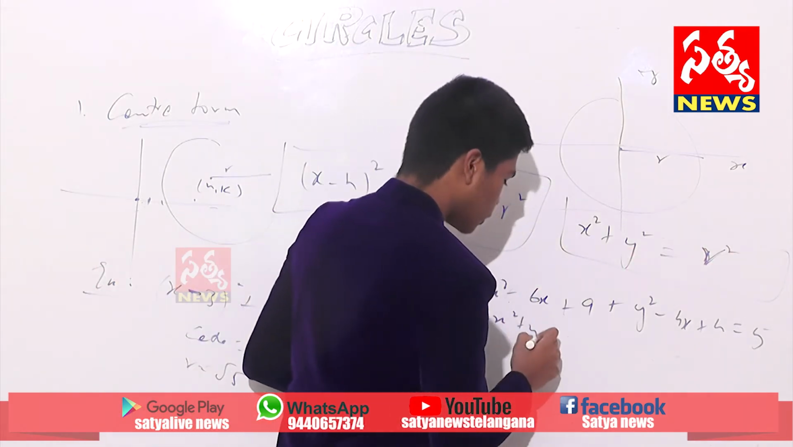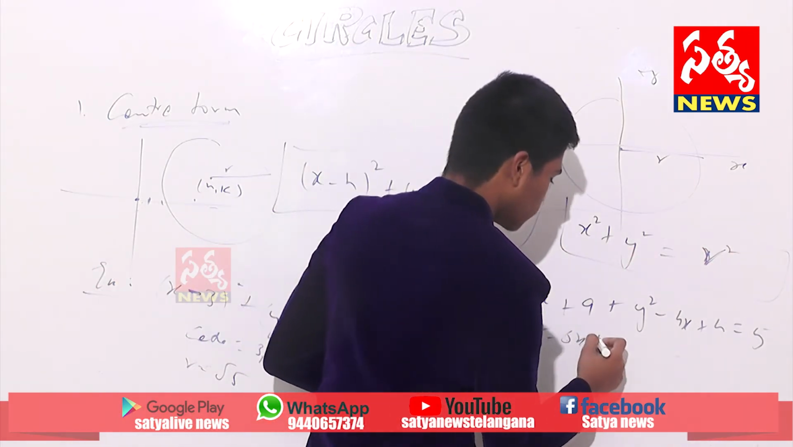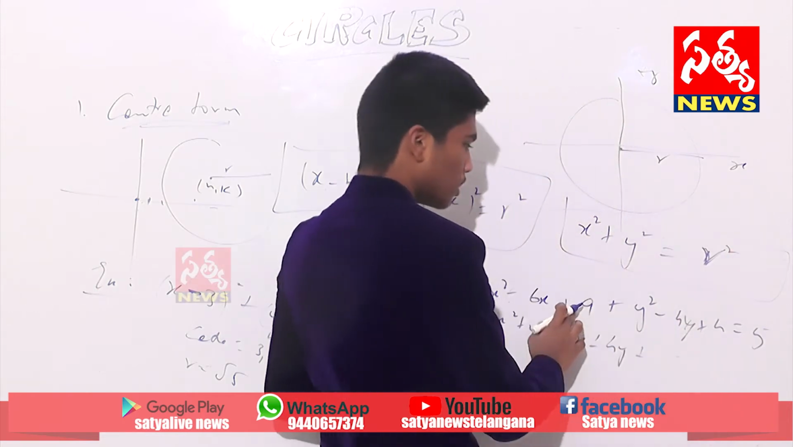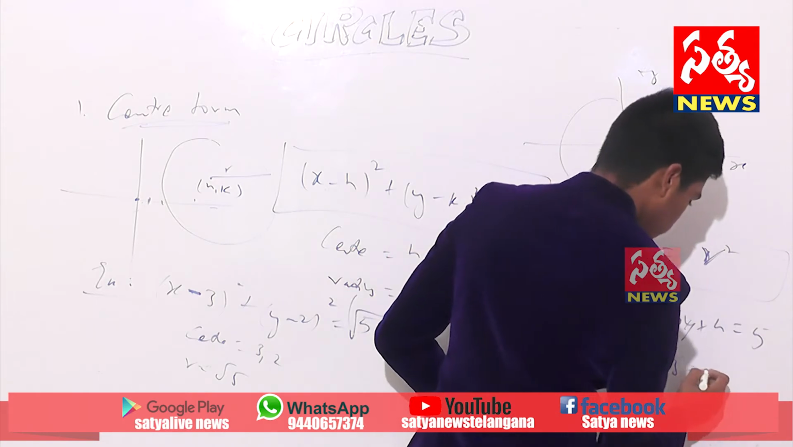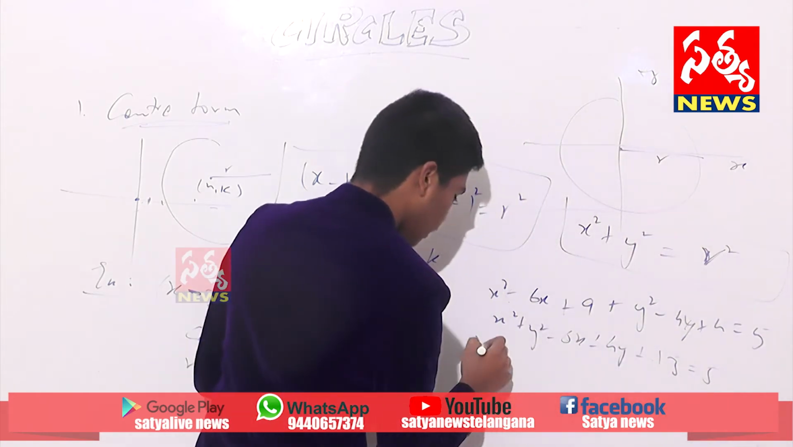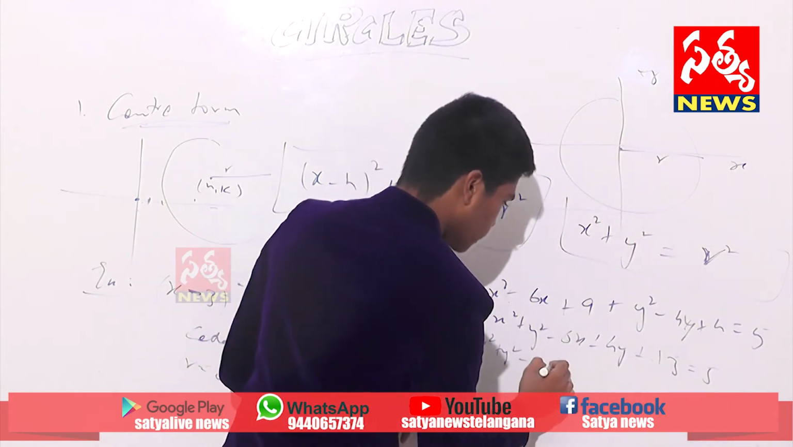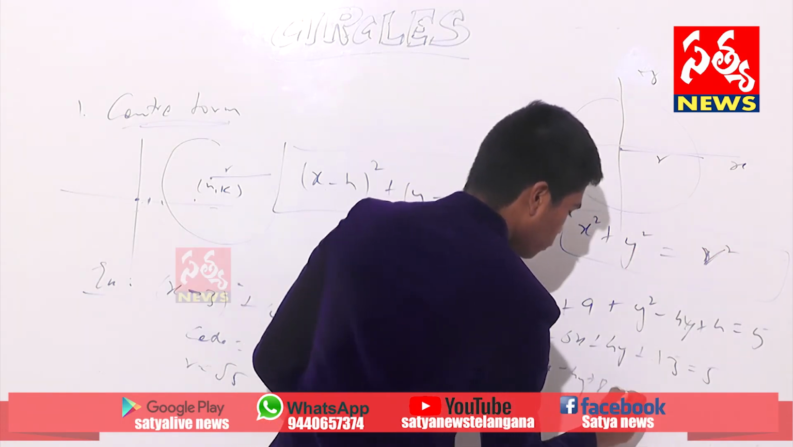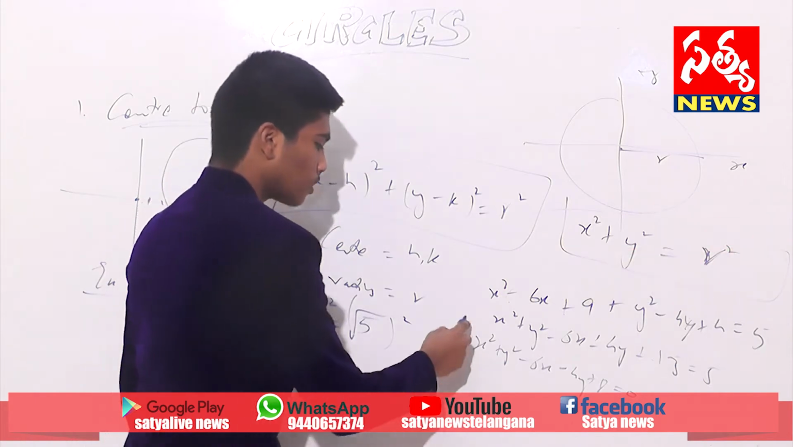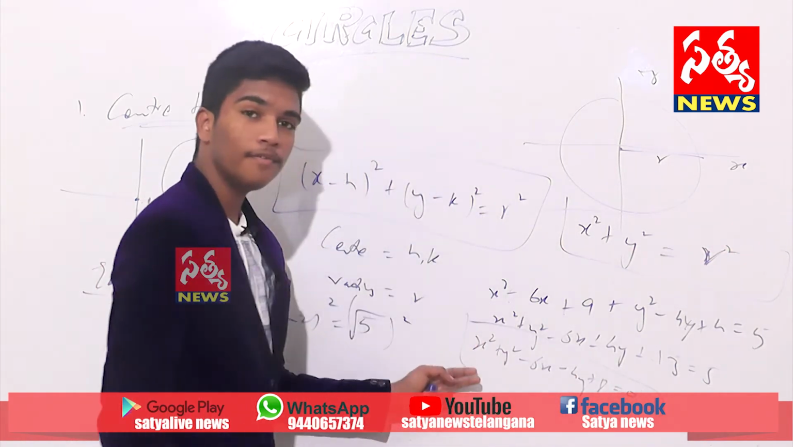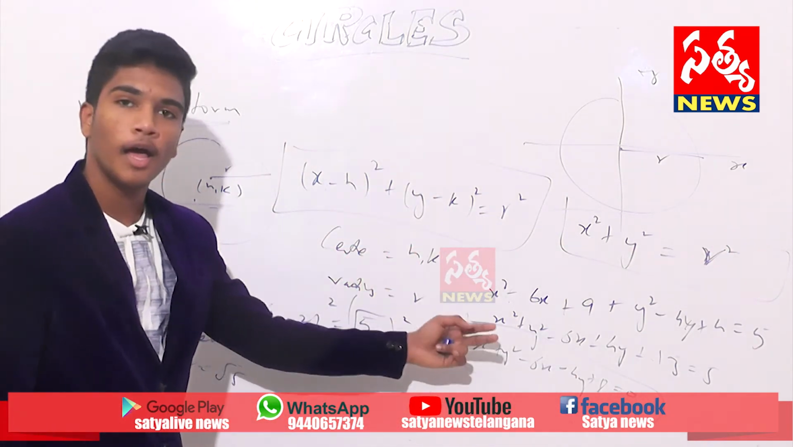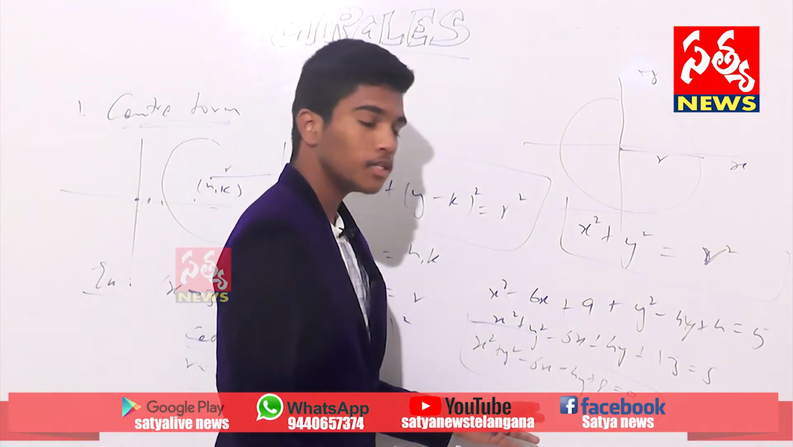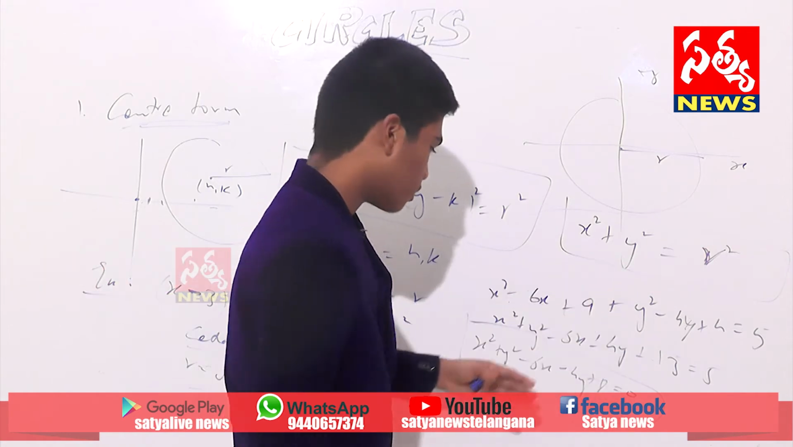Now this can be written as x square plus y square minus 6x minus 4y plus 9 plus 4, 13 is equals to 5. X square plus y square minus 6x minus 4y plus 8 equals to 0. They may give this equation in the question and ask to find the center and radius. For this, you have to go in the reverse manner.